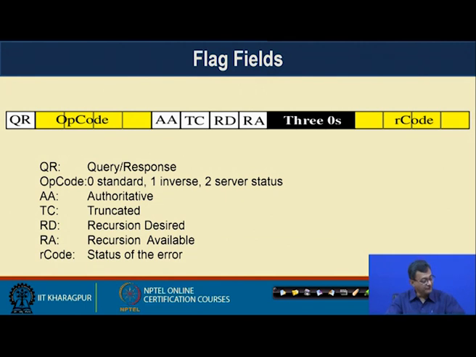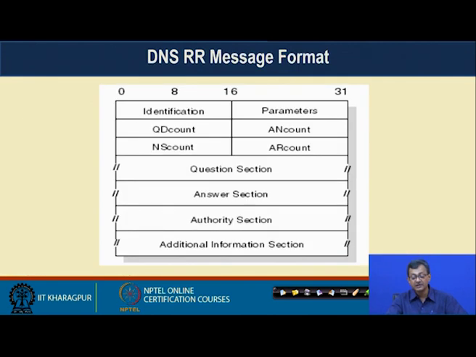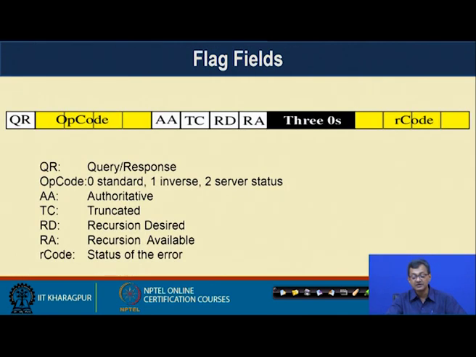There is a flag field, if you just recollect. So, there is a flag field, and we see that QR indicates whether it is a query or a response. Opcode 0 is for standard, inverse, or server status. So, that is the operational code. Standard means name to IP, IP to name is inverse, and then server status.